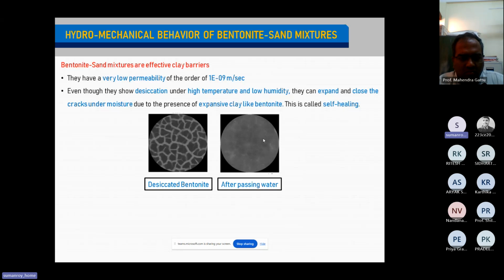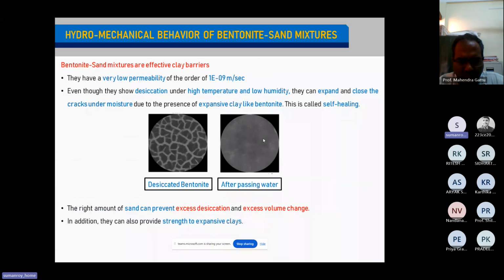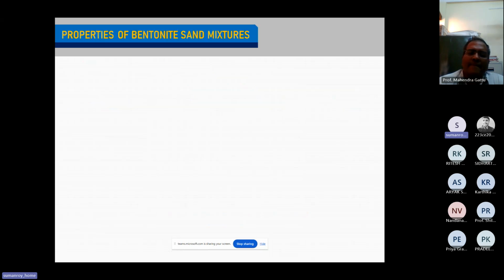So that is why we generally prefer this type of system in the liner systems, both at the top as well as at the bottom corners. And if you mix it with the right amount of sand, it can prevent this excess desiccation and excess volume change, as well as add a little bit of strength to these expansive clays.